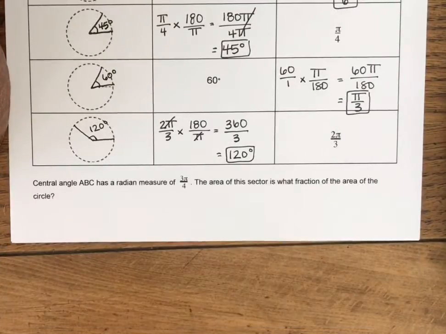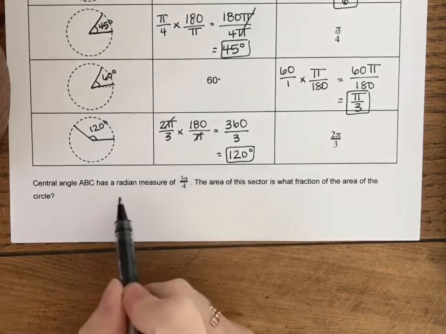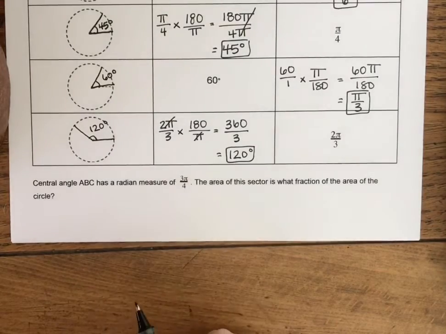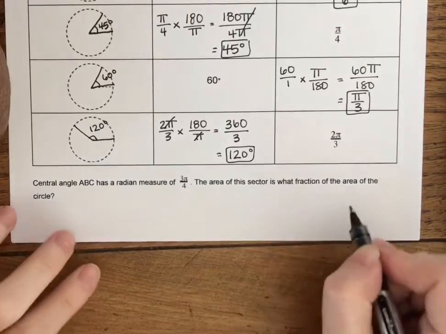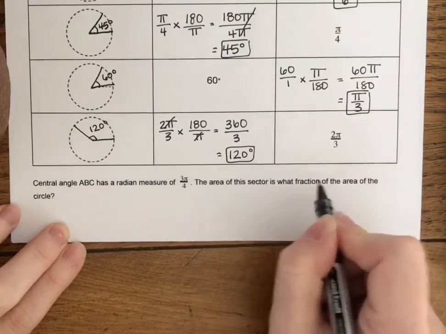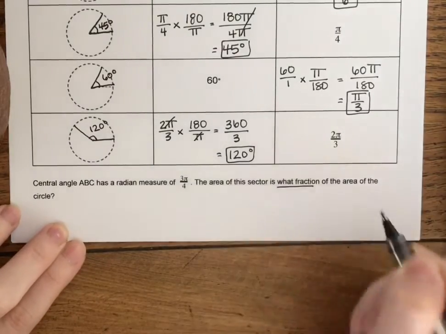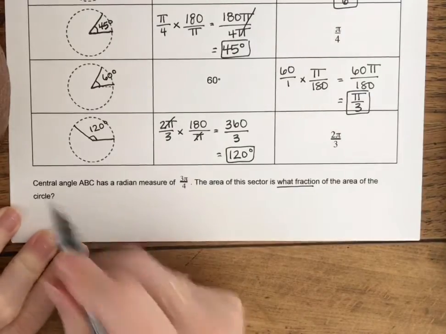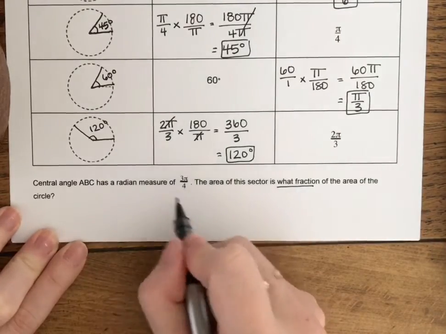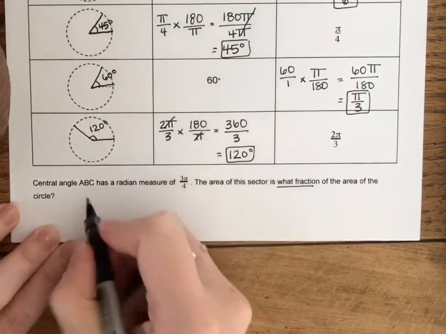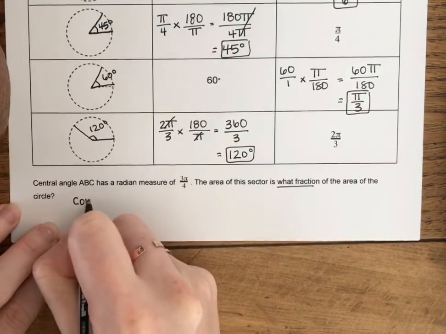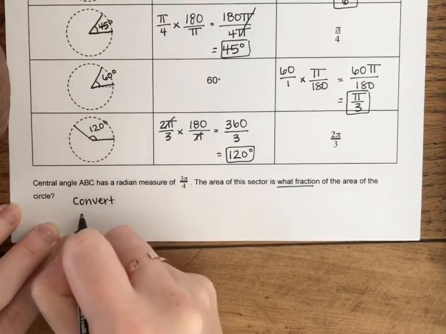Okay, now this last question, there is one similar to this in your practice, so I want to make sure to go over one like this. It says that central angle ABC has a radian measure of 3 pi over 4. The area of this sector is what fraction of the area of the circle? Okay, so at the end, our answer is going to end up being a fraction of the total circle. Okay, so if it has a radian measure of this, the first thing that I'm going to suggest we do is convert to degrees.